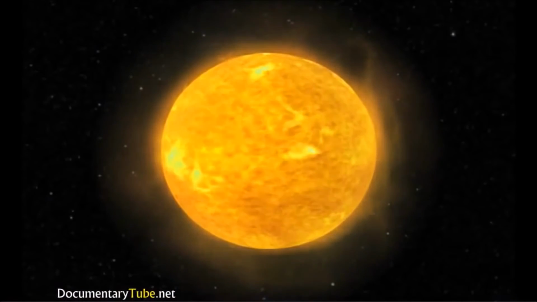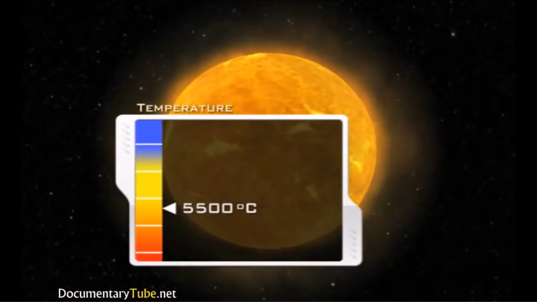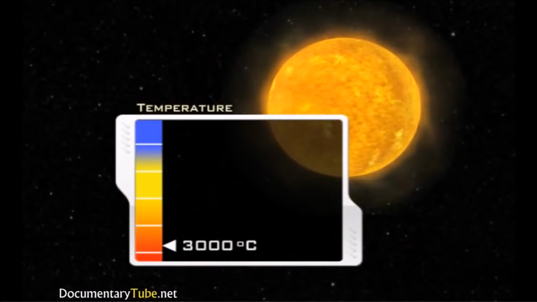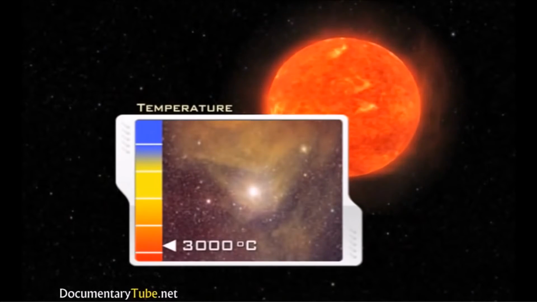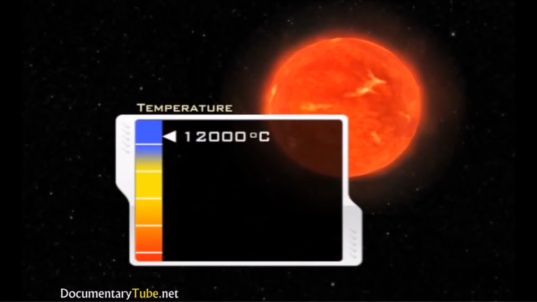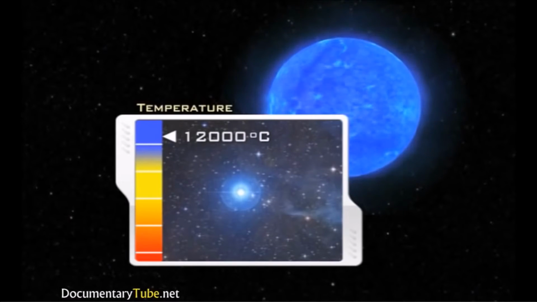Our sun produces more yellow light than any other color because of its surface temperature. If the sun's surface were cooler, say 3000 degrees Celsius, it would look reddish, like the stars Antares and Betelgeuse. If the sun were hotter, say 12,000 degrees Celsius, it would look blue, like the star Rigel.